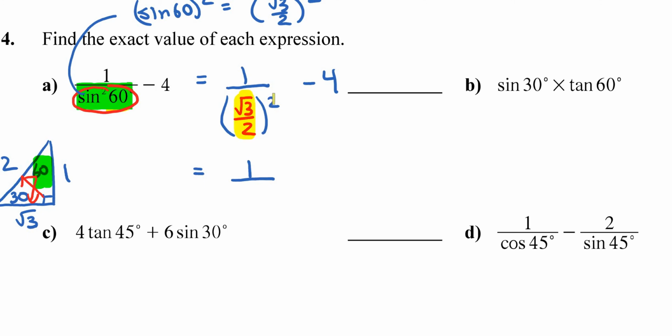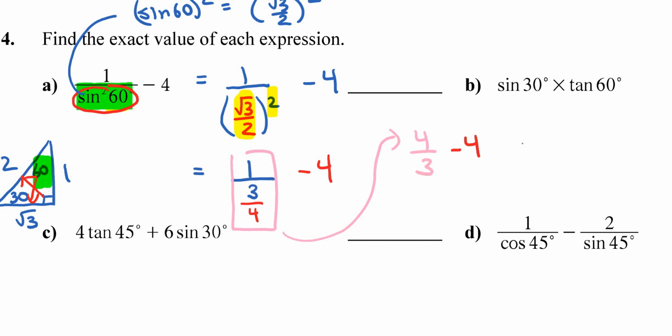Now this part right here, root 3 divided by 2 squared, is really root 3 over 2 times root 3 over 2. Root 3 times root 3 is 3, and 2 times 2 is 4, so this is really 3 over 4, and then I can minus the 4. And now, if you're comfortable with fractions, this pink expression right there, that's the same thing as 4 over 3, and then minus the 4. Now we're almost done here.